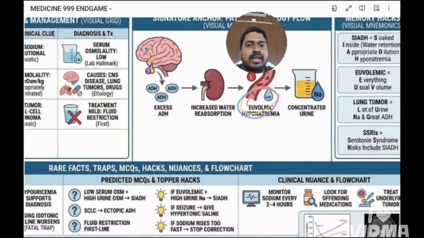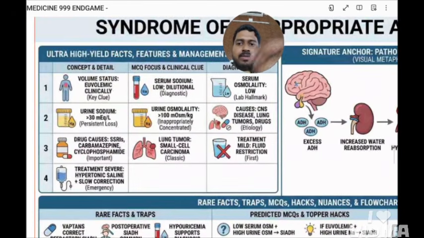Euvolemic means the body's volume status is the same. The patient is not dehydrated, and not overhydrated. Overhydrated means third spacing, like edema, which is not there in SIADH. Next, let's see the other features. One is that volume status is euvolemic. It means there is no dehydration and no volume overload either.